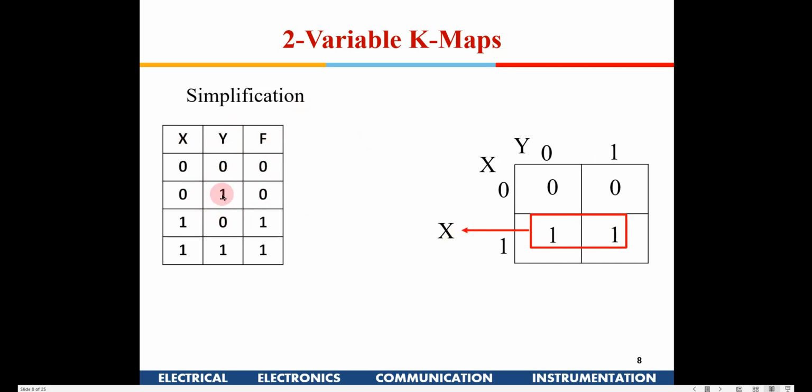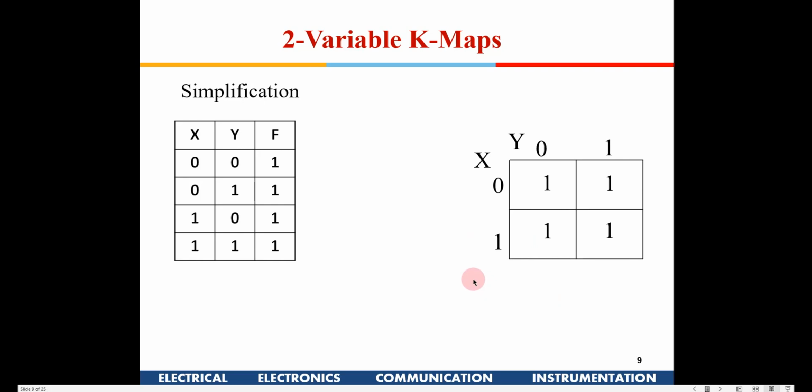If you see here also, x is 0, output is 0; x is 0, output is 0; x is 1, output is 1; x is 1, output is 1. So you can simply write f is equal to x from the truth table also, and that is what we get in the KMap also. Here you can write it straight away, but when we have 3 or 4 variables, just by seeing the truth table you will not be able to simplify, but we can use the KMap to get a simplified expression.